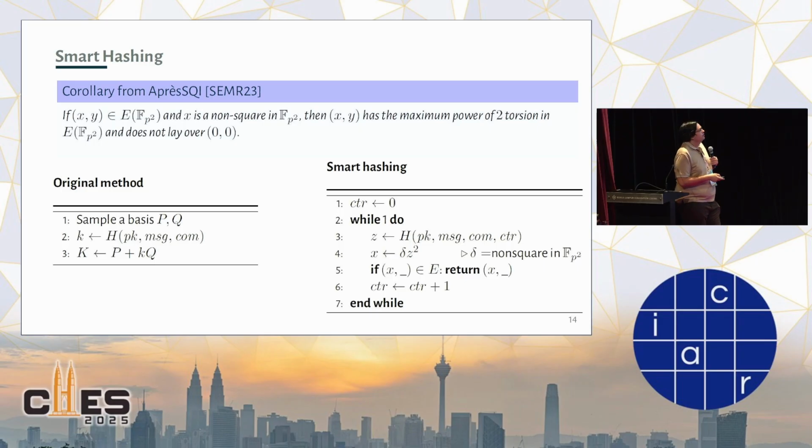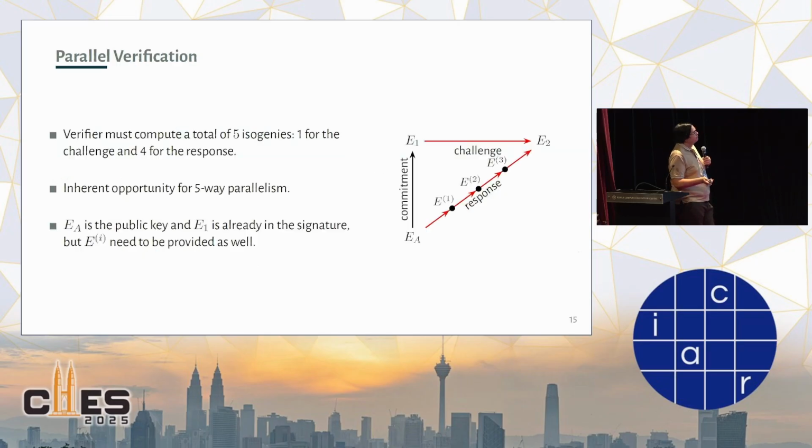And of course, the way you sample a non-square is just sample any number, square it, and multiply it by a non-square. So this algorithm to the right might look longer than the one to the left. However, sampling bases and the Montgomery ladder are really expensive, whereas here we're not doing any elliptic curve operations at all. So this is practically free in the protocol.